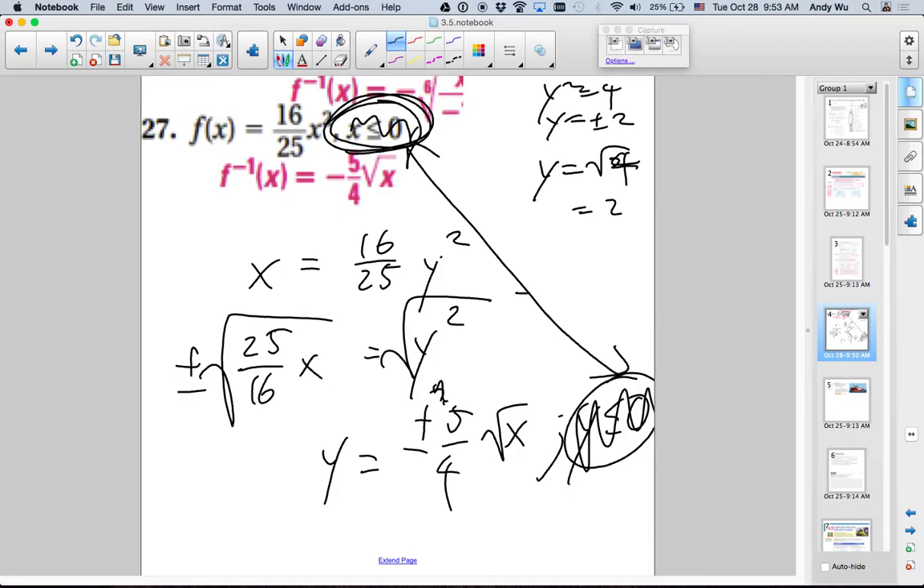When you have plus minus, the radical graph looks like this. That will be the positive version. Negative radical will look like that. That makes it not a function. By saying that it has to be equal to or less than 0, you force it to be just the bottom half.